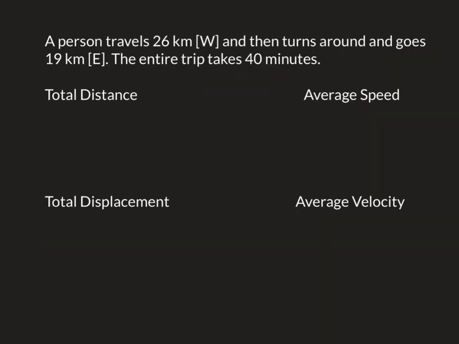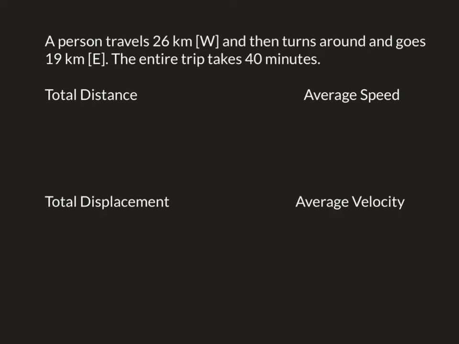All right, so let's do another one. This one where somebody actually changes direction, because that makes things a little more complicated. It starts to make sense why we're using positives and negatives in this case. Okay, so a person travels 26 kilometers west and then turns around and goes 19 kilometers east. The entire trip takes 40 minutes. It wants us to know the total distance and the total displacement. All right, so we'll do those two first.